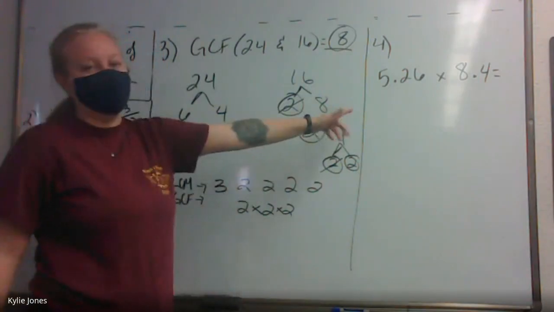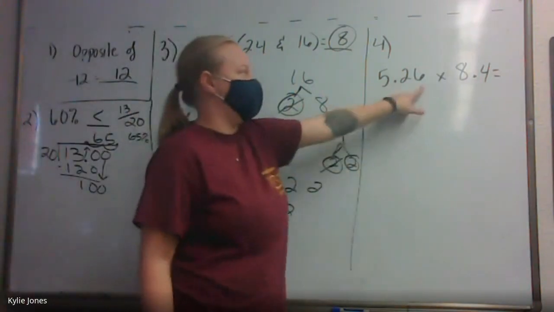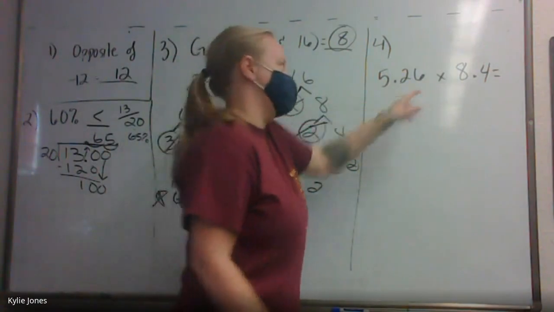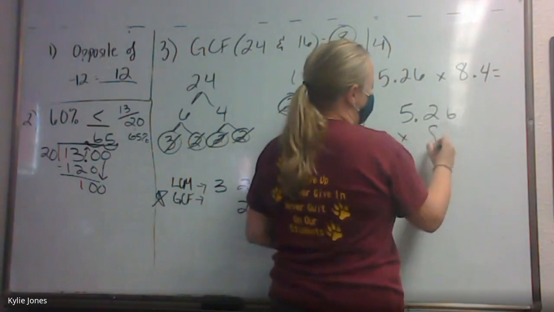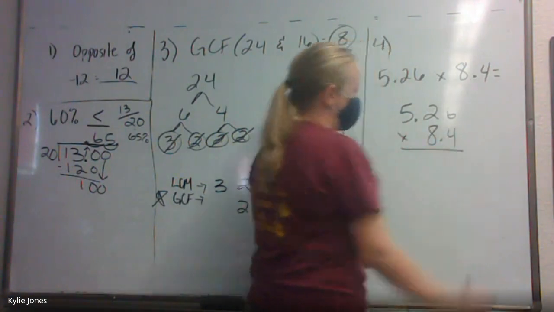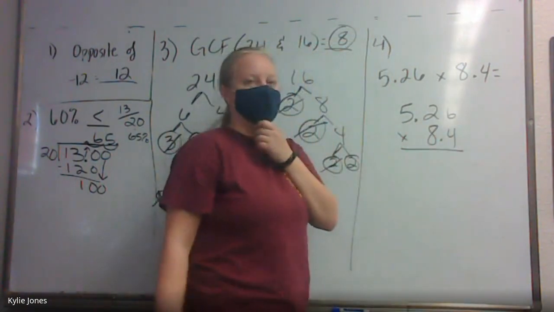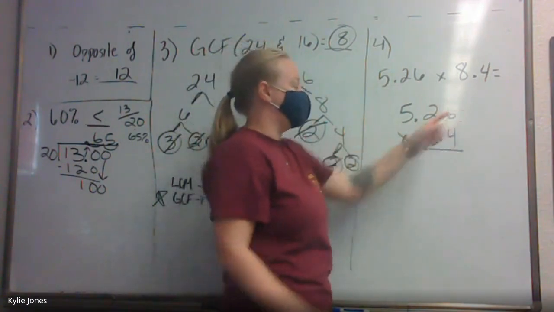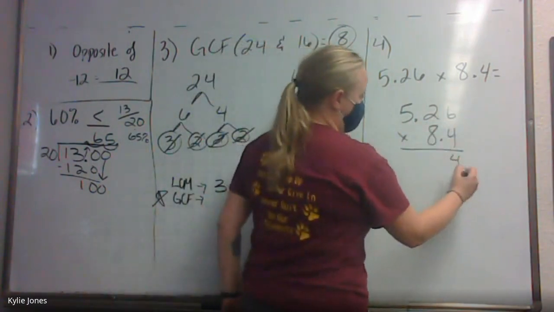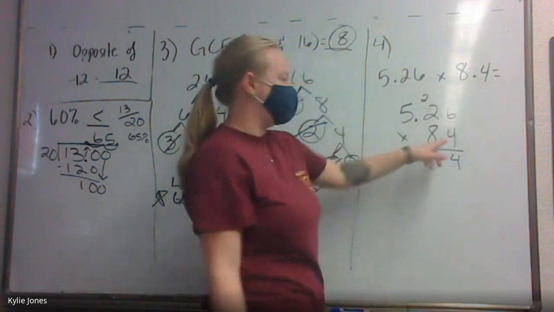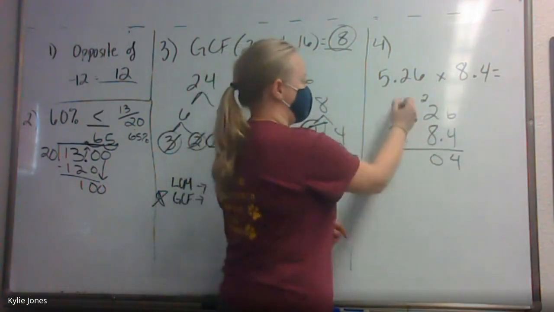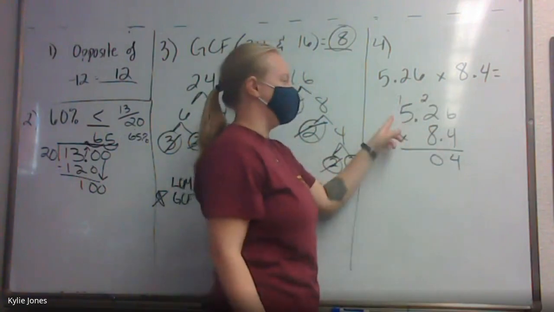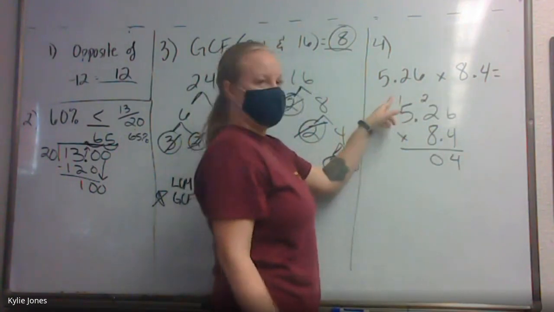Alrighty. Our next one, number 4, multiplying some decimals. Do I need to line up my decimals? No. So we have 5 and 26 hundredths times 8 and 4 tenths. So, gotta do our multiplication here. What is 4 times 6? 24, carry your 2. What is 4 times 2? 8. Plus 2? 10. Carry a 1. What is 4 times 5? 20. Plus 1? 21.